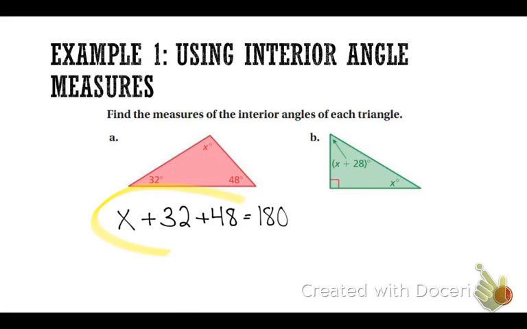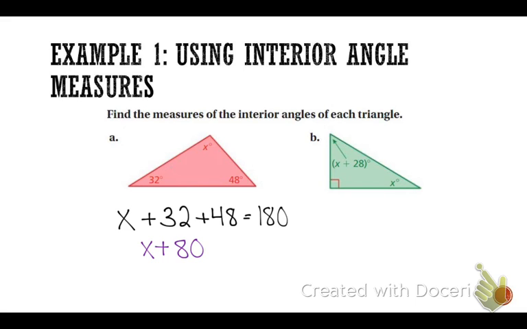Now we want to look for like terms that can be combined on one side of the equation. Do you guys see anything that can be combined there? 32 and 48. Yeah, 32 plus 48 is? 80. Now if you want to go ahead and add that, and as your original problem you say plus 80, that would be fine. But you must write an equation.